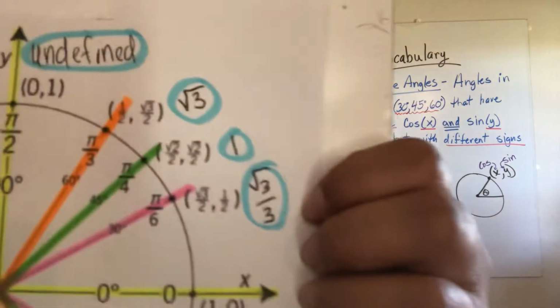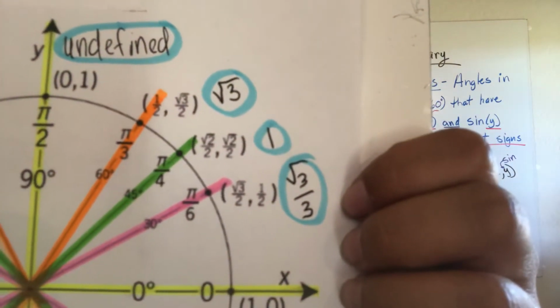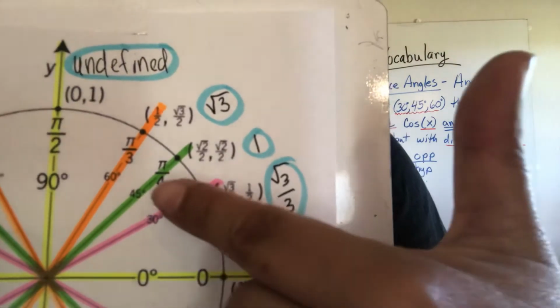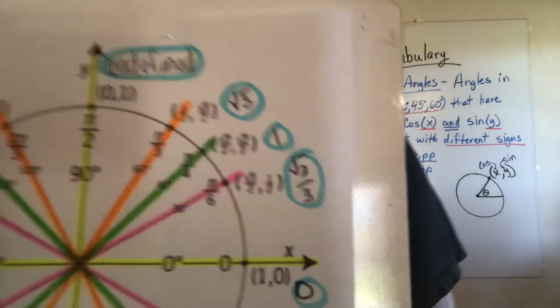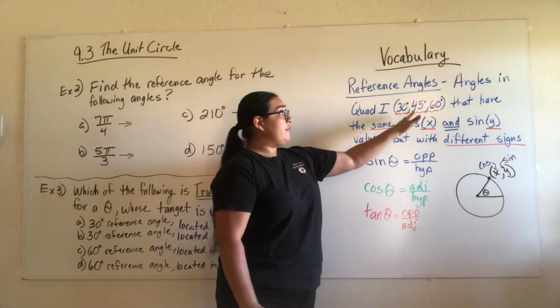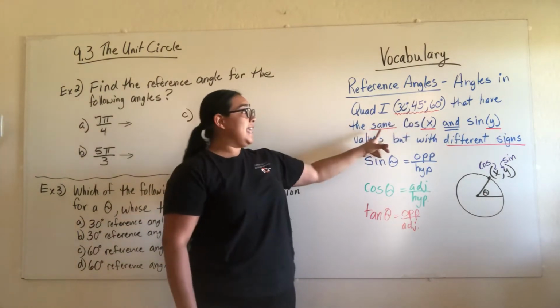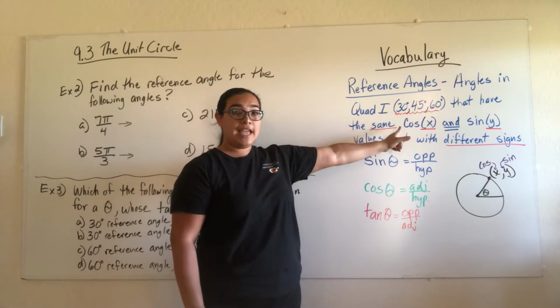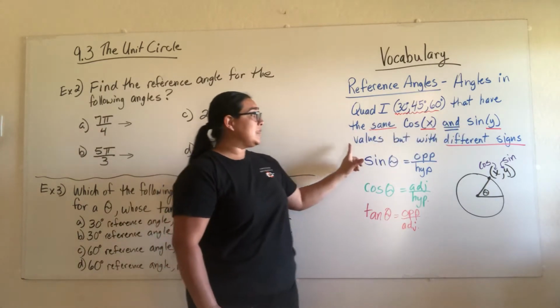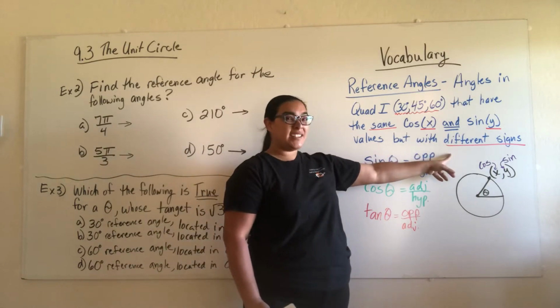So again, take a quick look at that. There's only a handful of angles in quadrant 1. And so we will focus on these ones right here, 30, 45, and 60. Okay? So reference angles are those angles, 30, 45, or 60, that have the same cosine value, aka the x value, and the same y value. The only difference is that those values might have different signs, okay?